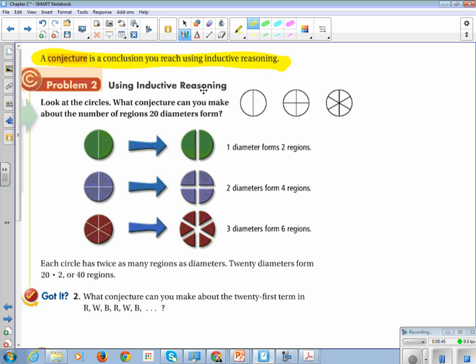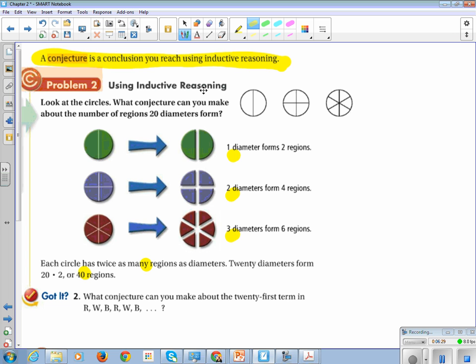So let's use this. Look at the circles. What conjecture can you make about the number of regions 20 diameters form? So one diameter forms two regions, two diameters form four regions, three diameters form six regions. We look and we try to find the pattern. Each circle has twice as many regions as diameters. 20 diameters form 2 times 20, or 40 regions.